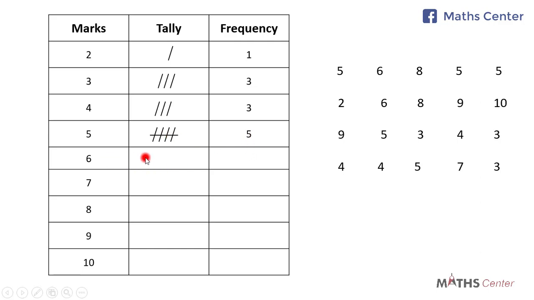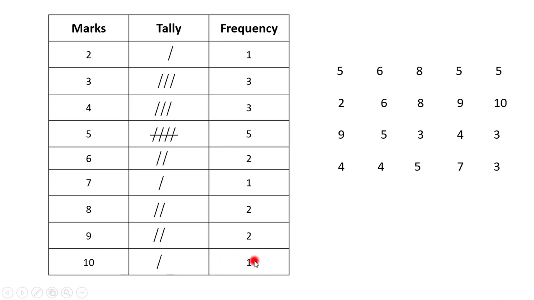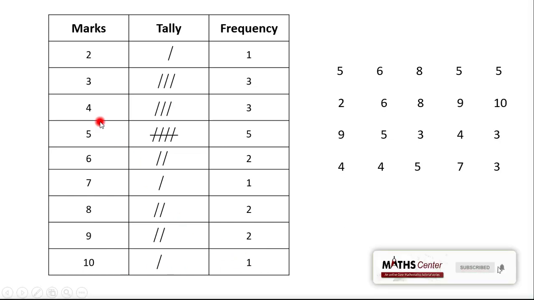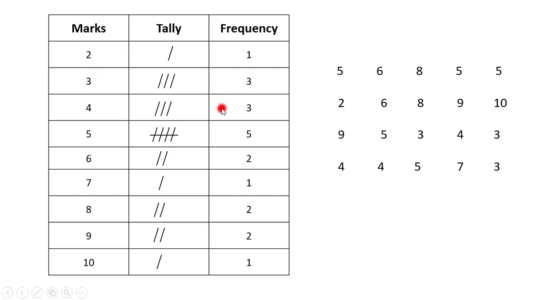We count for 6, we will get 2. It means that the frequency is 2. We count for 7, you get 1, it means that the frequency is 1. We count for 8, we get 2, it means that the frequency is 2. When we count for 9, we get 2, it means that the frequency is 2. And then when we count for 10, you get 1, it means that the frequency is 1. So this is the frequency distribution table for the data that was given to us.